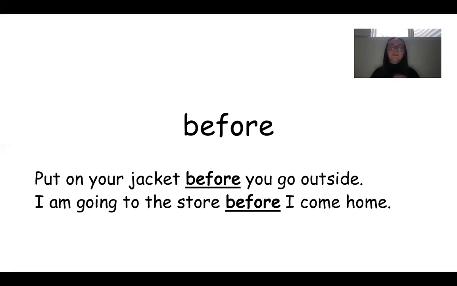So before, this word is before. And I put it in some sentences so you could see it. So put on your jacket before you go outside. I am going to the store before I come home. So before is what we use when we talk about time, when something is going to happen in front of another thing. So you put on your jacket before you go outside. You don't put on your jacket when you go outside. You put it on before so you don't get cold.